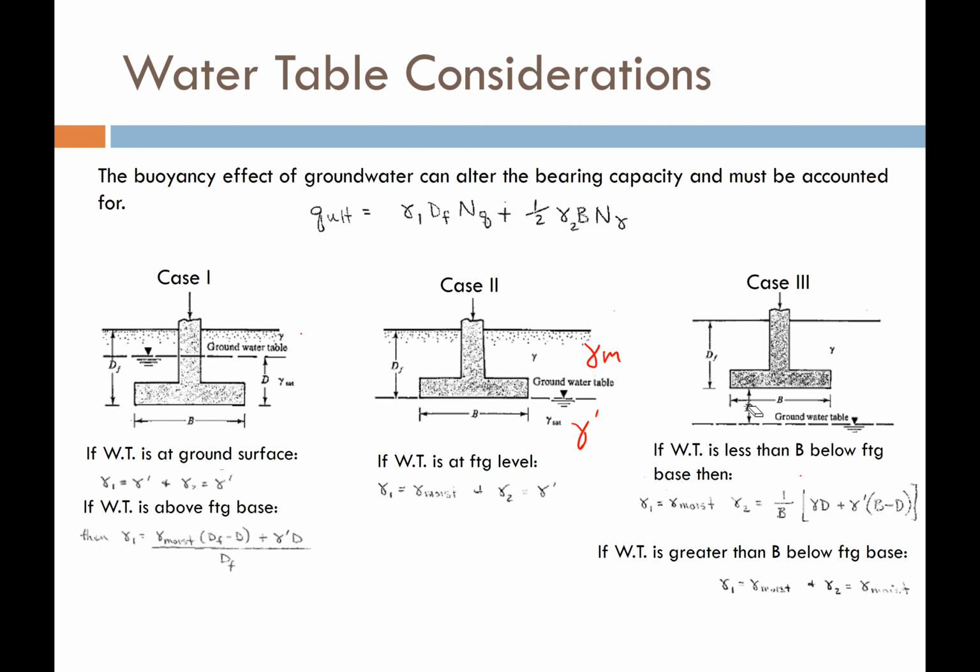But what if the water table falls deeper than a distance of B below the bottom of my footing? So the water table is well below the bottom of my footing. Well, if that's the case, then I'm just going to use gamma moist, or the moist unit weight, for all of my unit weights.